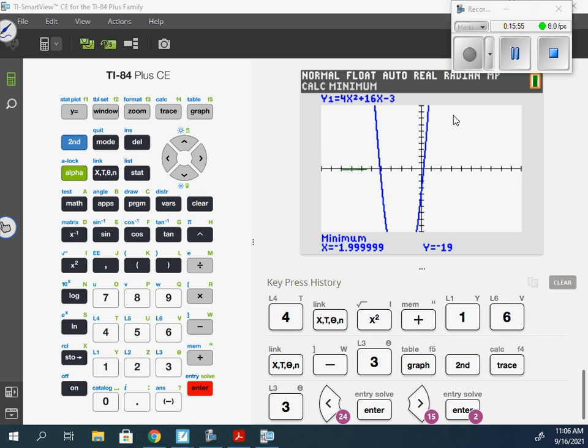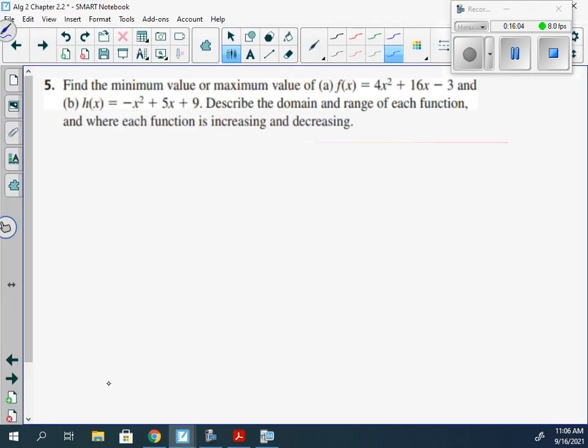But again, the minimum value is not so much focused on the x, it is on the y value. So our minimum value is negative 19. So the minimum value is what? Negative 19.